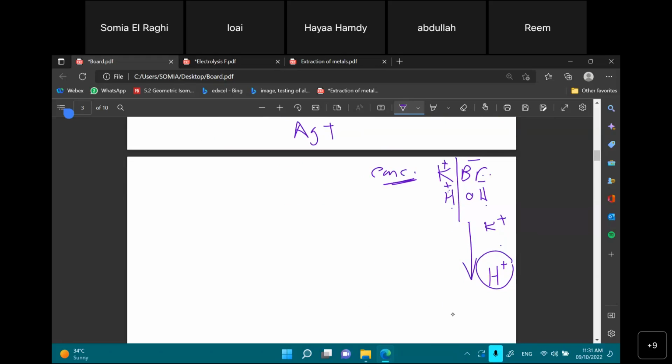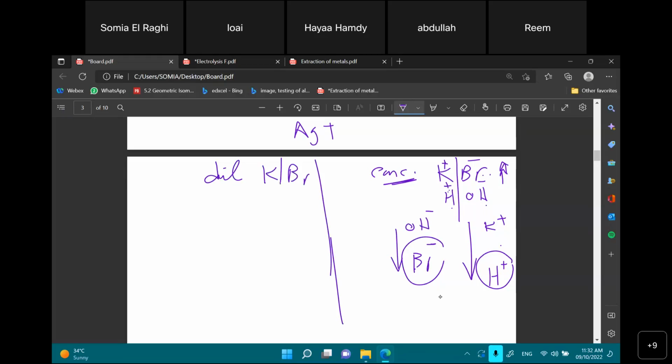Regarding this one, concentrated. What's the meaning of concentrated again? Too much salt. So the bromide ion from the salt is the winner, with OH on the top. So this particle will go toward the anode first. All right? If I'm talking about a dilute one, diluted salt, same salt, I will break down positive, negative, H and OH. So it will always be a potassium ion on the top, while the hydrogen ion in the bottom. Well, hydrogen ion is the winner in both cases.